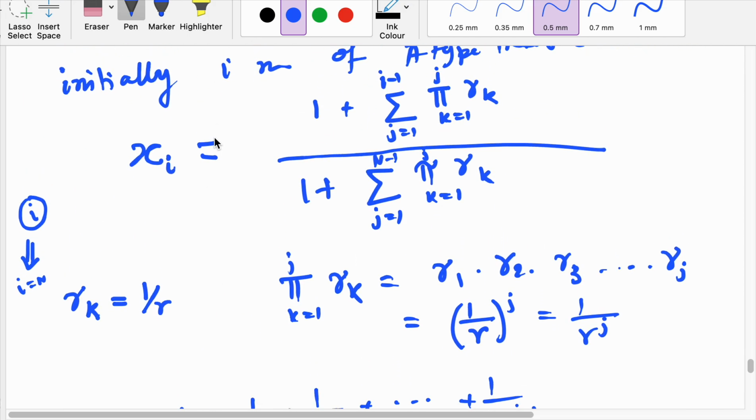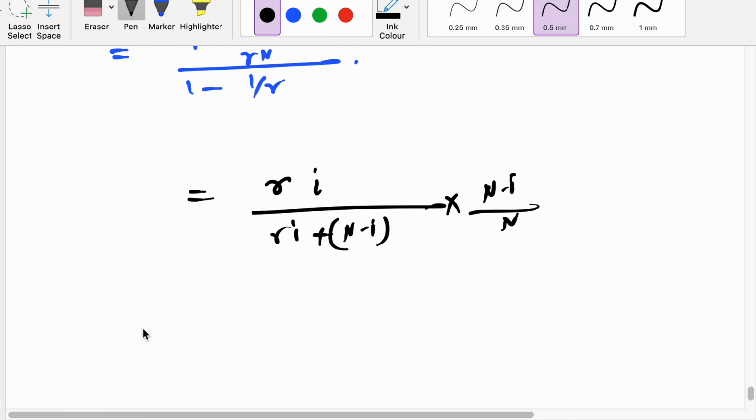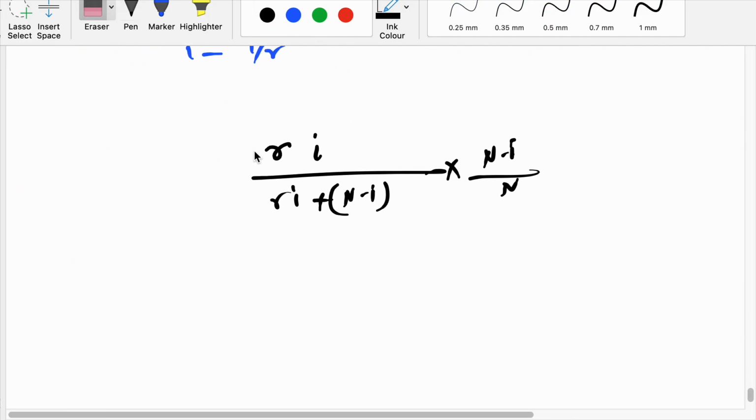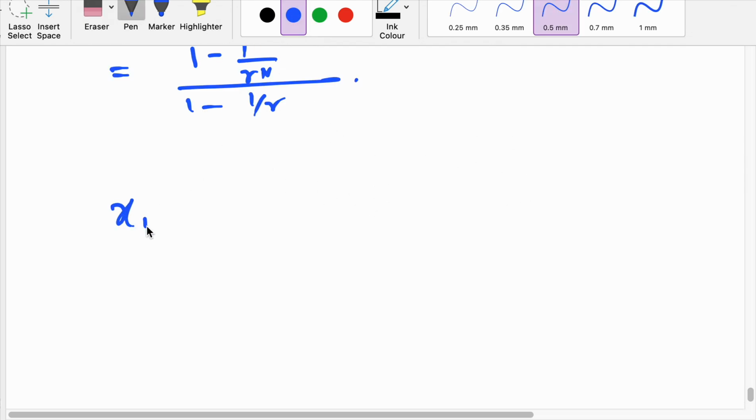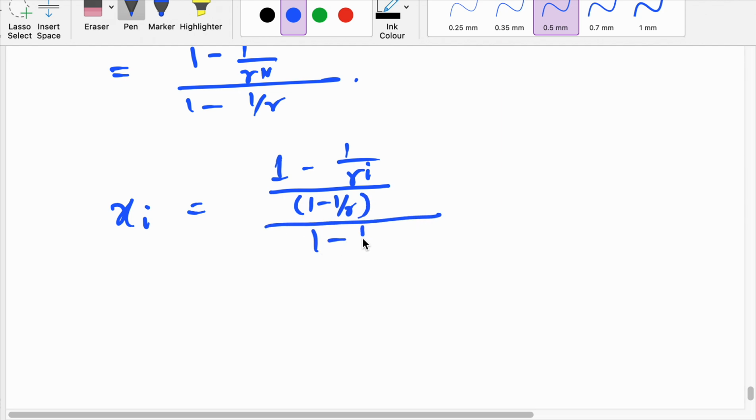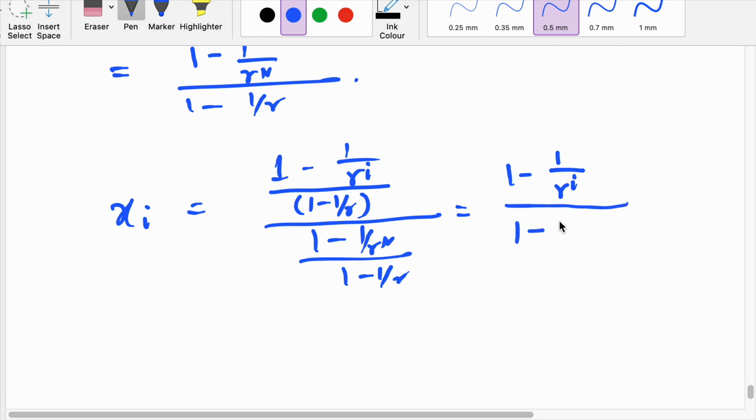Now what we have to do for xi, xi is nothing but (1 minus 1 by r^i) by (1 minus 1 by r), divided by (1 minus 1 by r^n) by (1 minus 1 by r). So you will get it like that: (1 minus 1 by r^i) by (1 minus 1 over r^n). So is it clear?